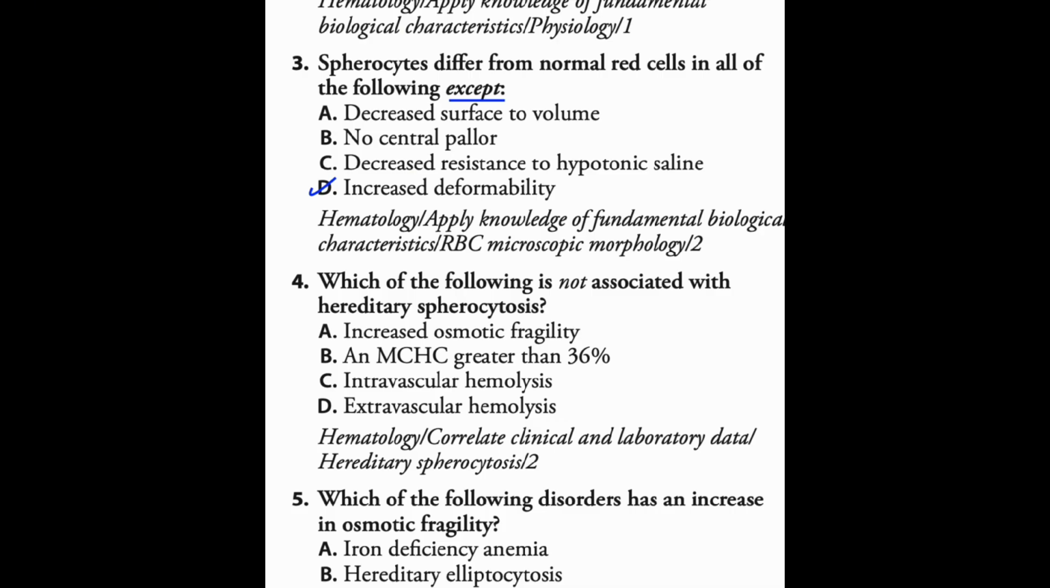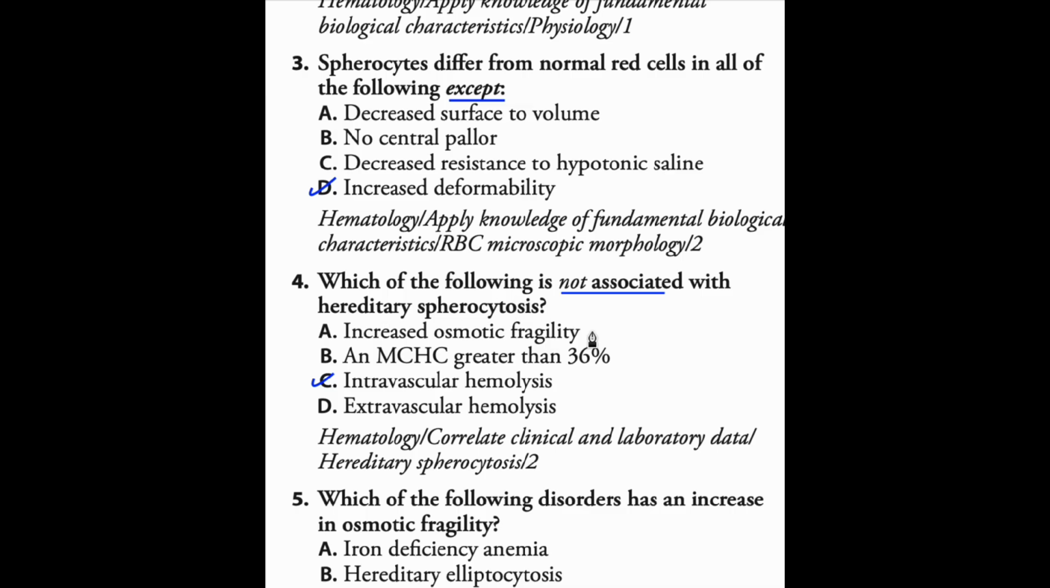Question number 4. Which of the following is not associated with hereditary spherocytosis? A. Increased osmotic fragility. B. MCHC greater than 36%. C. Intravascular hemolysis. D. Extravascular hemolysis. Again, you are looking for the one that is not associated. So the correct answer is C. Intravascular hemolysis.